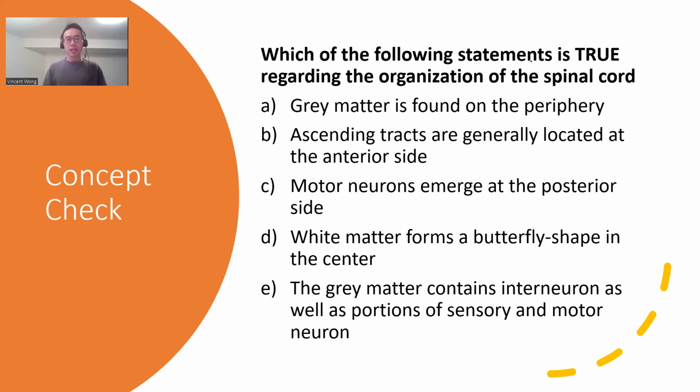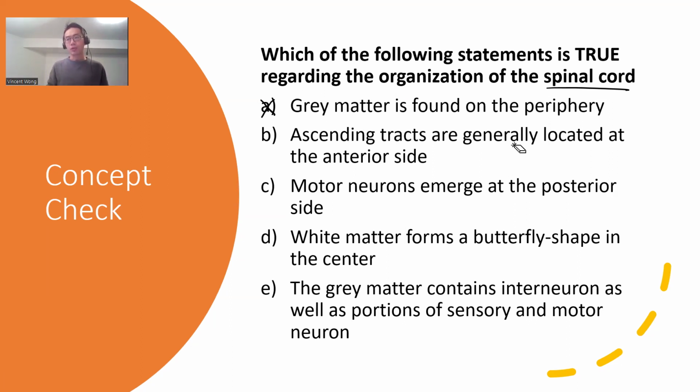We are looking for the true statement here. So let's see, we're talking about the spinal cord. Nobody chose A, which is good because gray matter is not on the periphery, right? Periphery means on the side. The gray matter is the butterfly, and that is at the center.